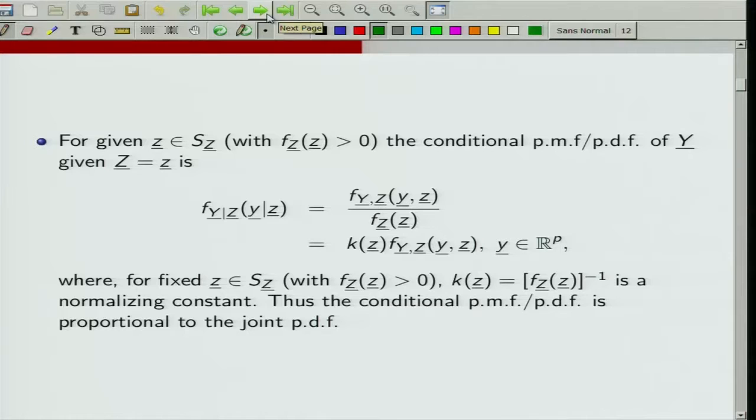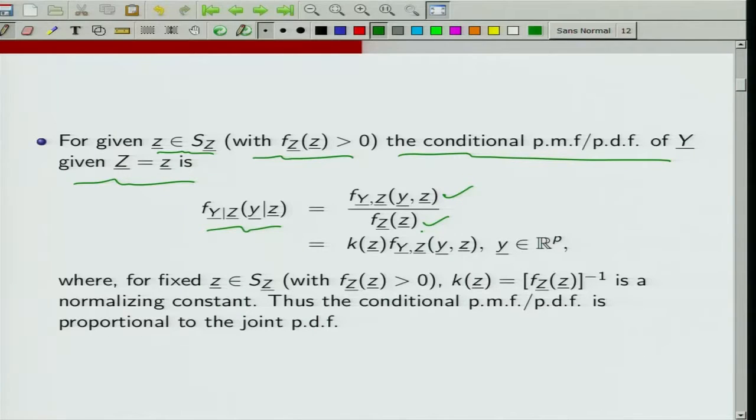So, we have seen that for a given z belonging to Sz such that Fz(z) is positive, the conditional PMF or PDF of y given Z equals z, I am talking about the conditional probability mass function or conditional probability density function of y when Z has been fixed at a point small z, is the same as the joint PDF of y and z divided by the marginal of the conditioning variable, which is Fz(z). Note that in this expression my small z is fixed. So, it is a probability mass function at the point y. So, it is a function of y. For me, that means Fz(z) is a constant, a fixed quantity.